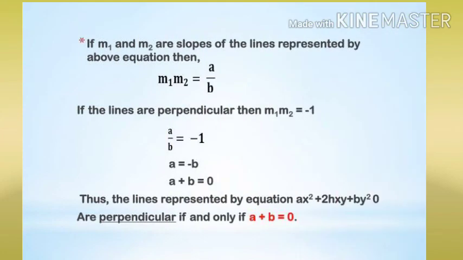Now the next remark we have is for perpendicular lines. When will the lines be perpendicular? When the product of the slopes is equal to minus 1. We know that the product of the slopes is equal to a upon b. So a upon b is equal to minus 1. Cross multiply by b, we get a is equal to minus b, that is, a plus b is equal to 0. So the condition for perpendicular lines is that if a plus b is equal to 0, then only the lines will be perpendicular.